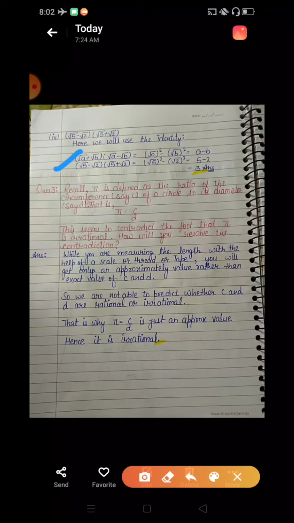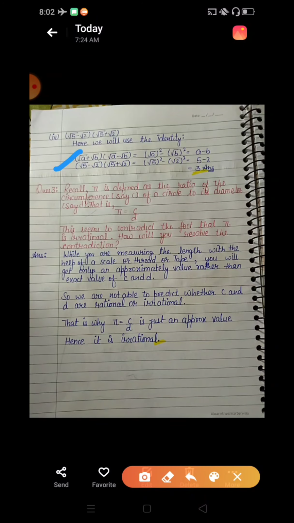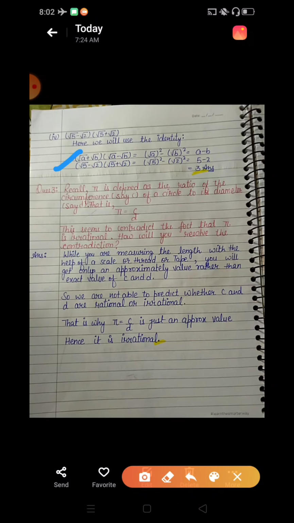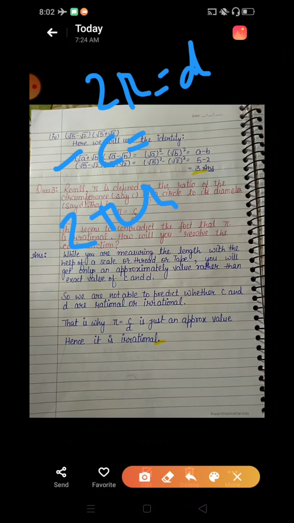Third question, recall pi is defined as the ratio of circumference of a circle, means the boundary length of the circle, to the diameter. How we have recalled this? Because we have studied circumference is equal to 2 pi r, and we know 2r is equal to d. So we can write circumference is equal to pi d, or we can write pi is equal to c by d. This is what is given in the question, c by d.